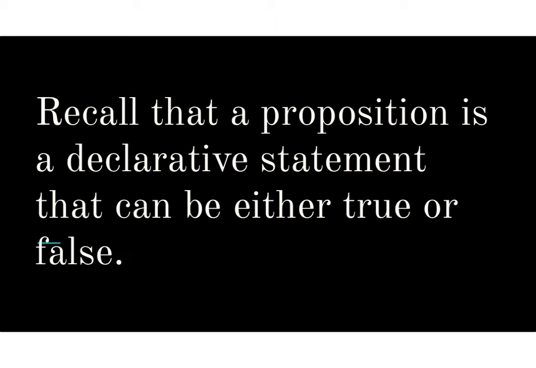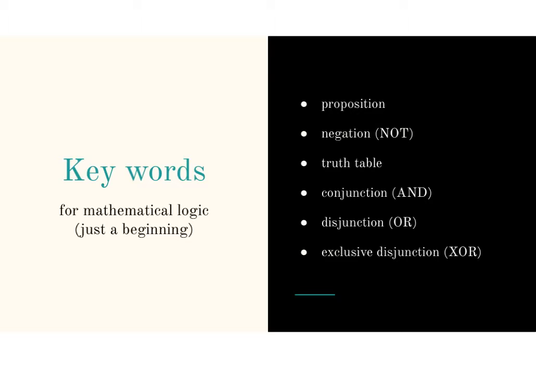To review what we talked about in the last video, a proposition is a declarative statement, in other words, not a question, not a command, that can be either true or false. Reviewing some keywords from the last video, our previous video talked about proposition and negation, which is the not operation. And we briefly talked about a truth table for negation. In this video, we're going to focus on these last three bullet points: conjunction, disjunction, and exclusive disjunction.